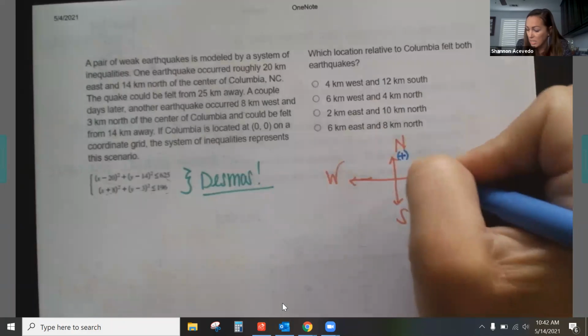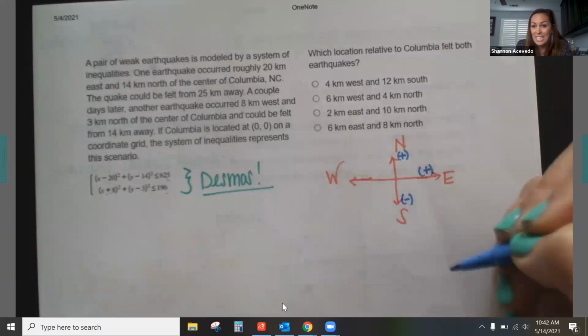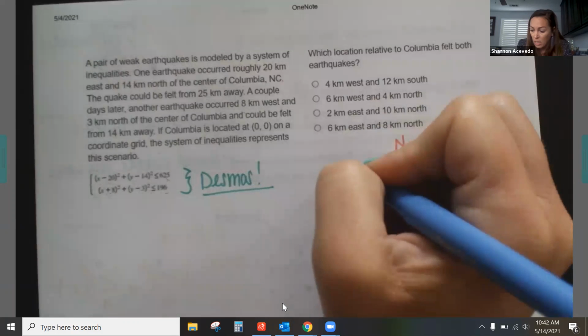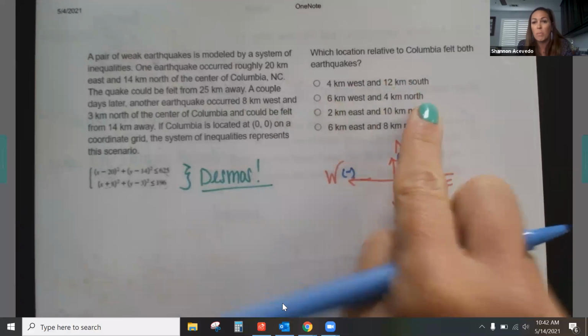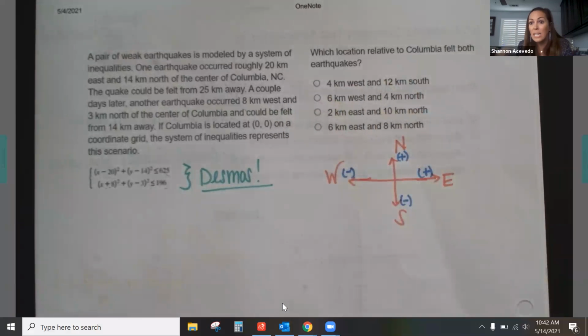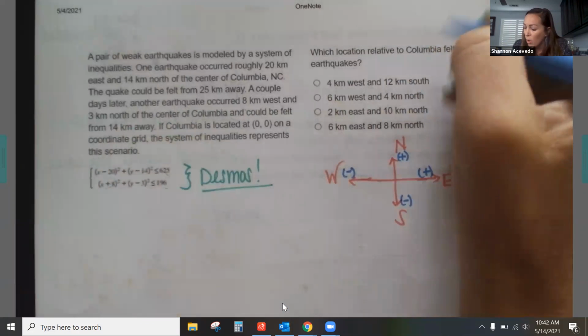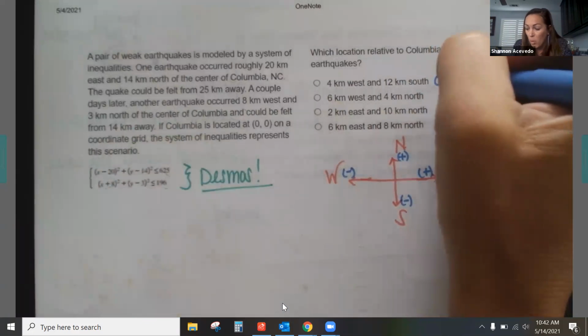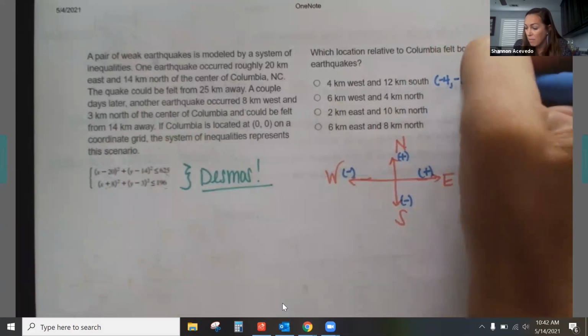If I'm going east, that's a positive value. When I go south, then we're talking about a negative value. And when I go west, I'm talking about a negative value. So each of these directional pieces of information can be written as a coordinate, and that's what you're looking for to be a solution. So when I look here, if I go 4 west, that's telling me I'm going -4. And then if I go 12 south, I'm going -12.